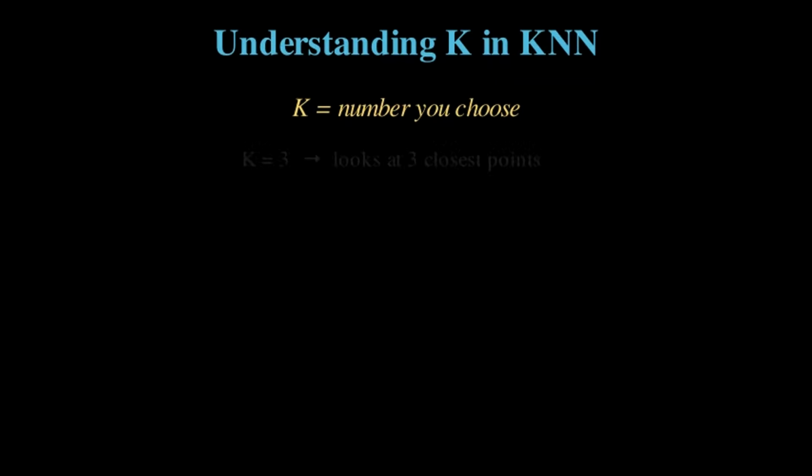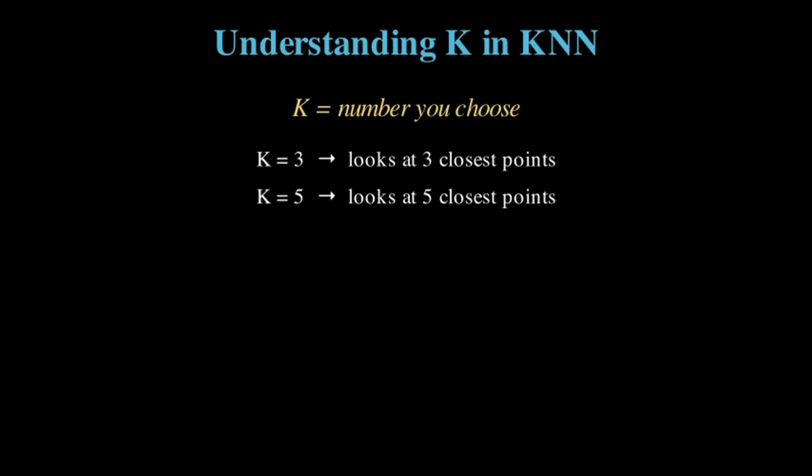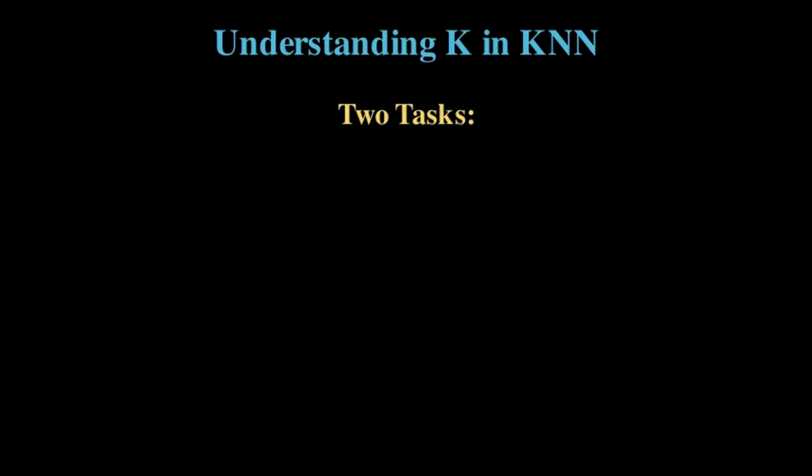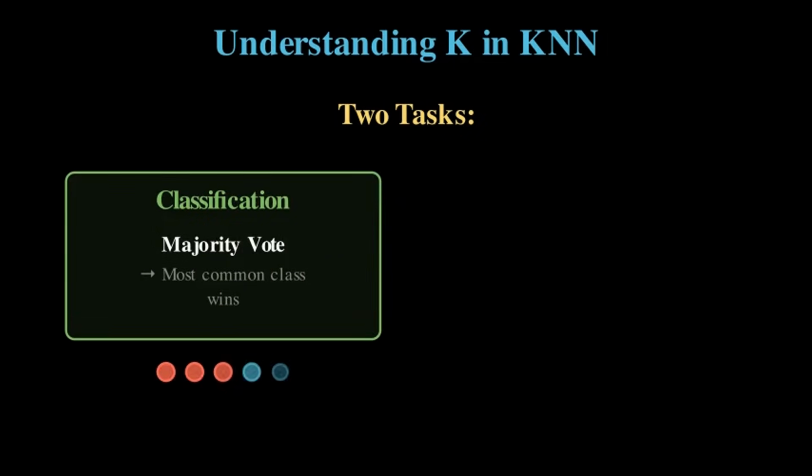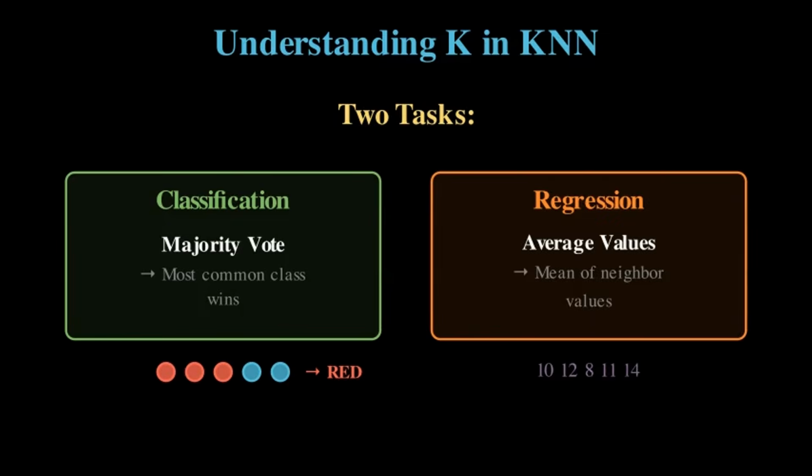The K in KNN is just a number that you choose. For instance, if K is equal to 3, it'll look at the 3 closest data points. If K is 5, it looks at the 5 closest. Once it finds those neighbors, it does one of two things depending on the task. First is classification. This means it takes a majority vote. Whatever class most of the neighbors belong to, that's the prediction. The other is regression. Here it takes the average of the neighbors' values as the prediction.